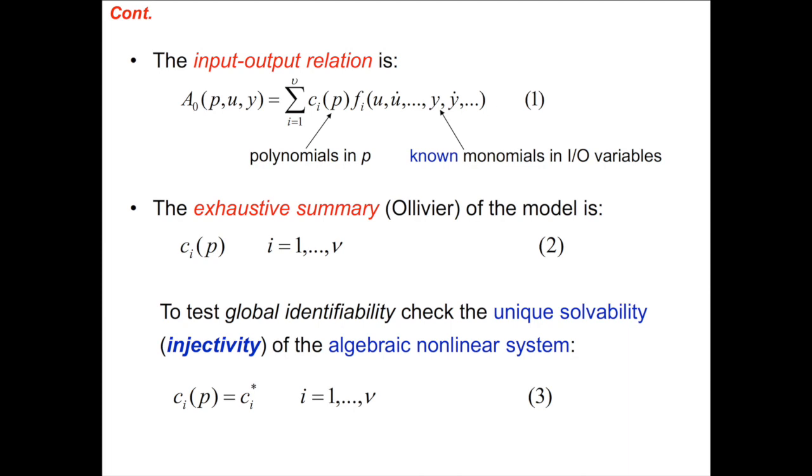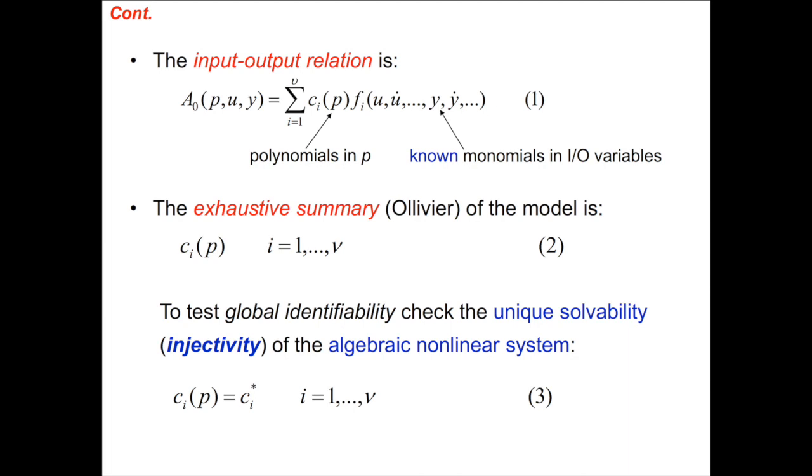But these linear coefficients are functions of the unknown parameters, and this plays the same role as the coefficients of the Taylor series. This map is called the exhaustive summary of the model, and we have to check global identifiability. We have to check the injectivity of this map. So, if there is a one-to-one relation between the unknown parameter p and the known ci coefficients of the input-output relations.